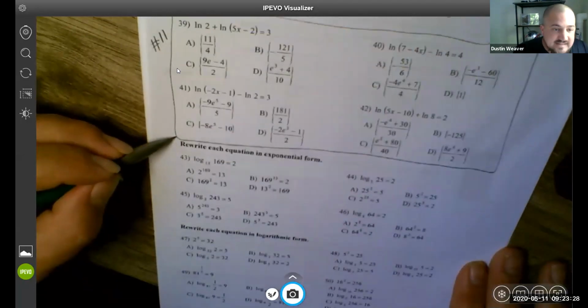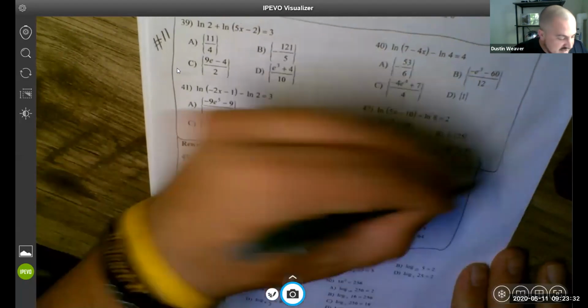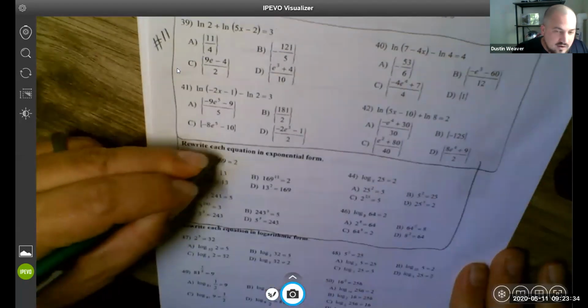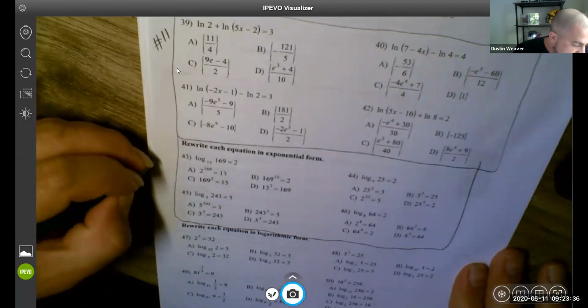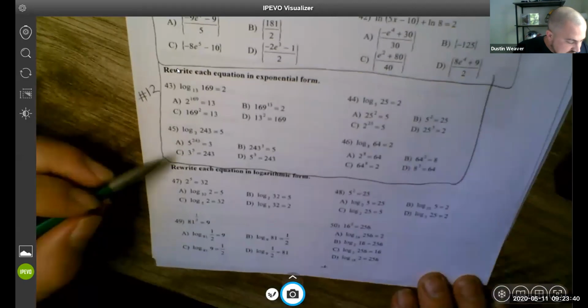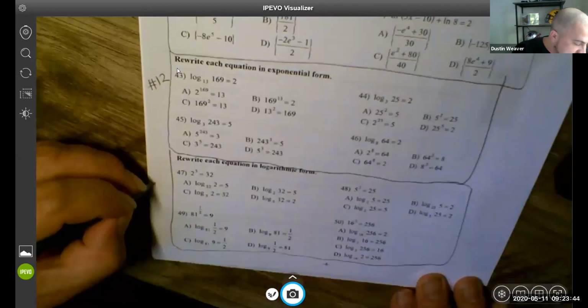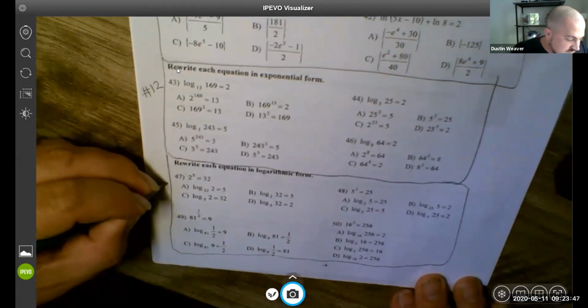Rewriting. So all you're doing in this is rewriting. You are not solving anything. You're just using the swoosh method to rewrite log to exponent form. That looks like number 12 on the review. And then the last 4, 47 through 50, you're just rewriting, and that looks like number 13 on the review.